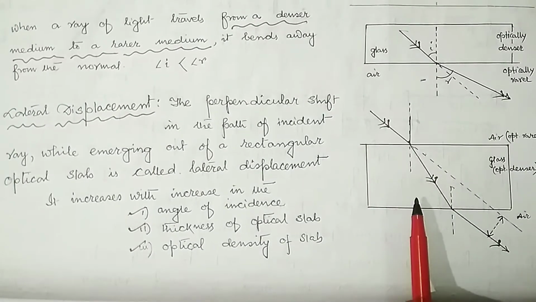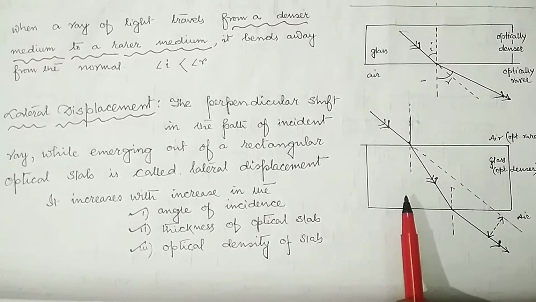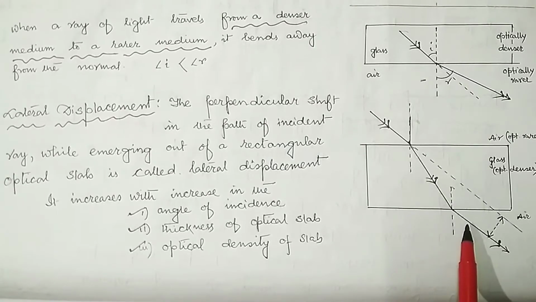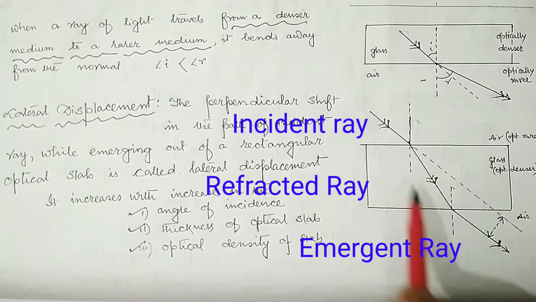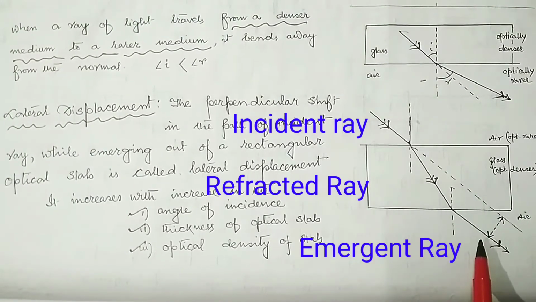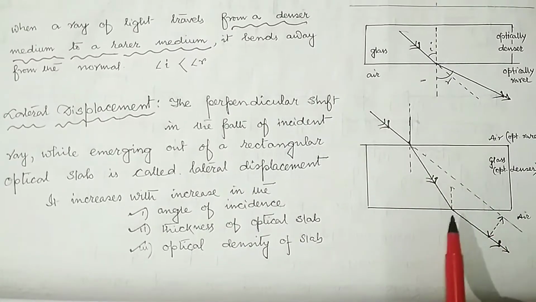Now the ray is moving from glass to air. That means it is moving from an optically denser medium to an optically rarer medium. So this ray will go away from the normal. Now this ray is called the incident ray, this is the refracted ray, and this is the emergent ray. Now this is the actual direction of the incident ray and this is the emergent ray.